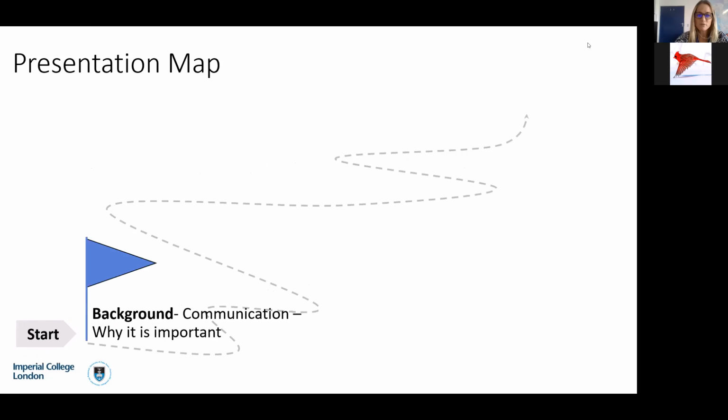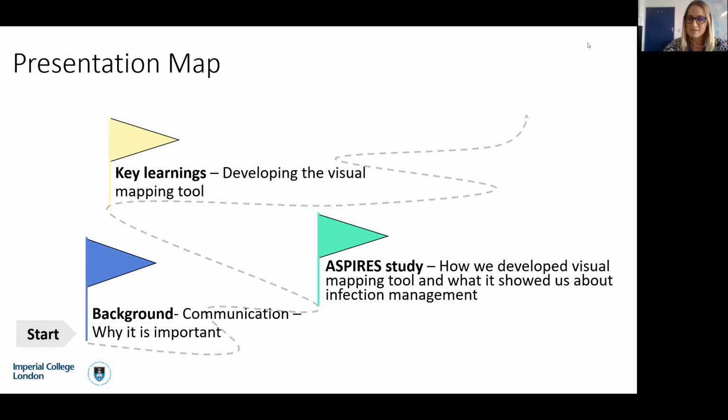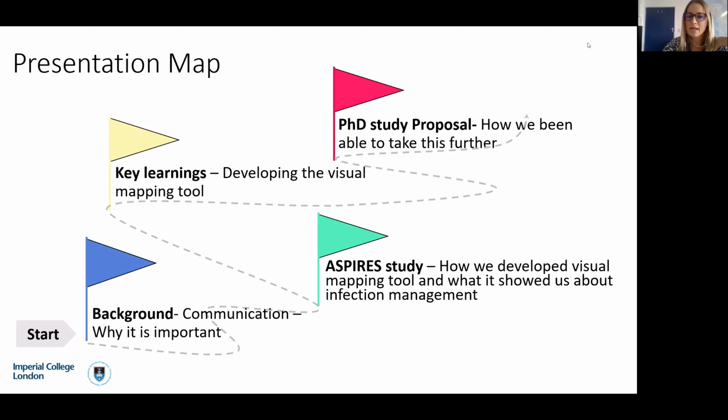So this is the map of where we're going to be going. I'm going to be starting off with communication and why it's important. And then we're going to go on to look at the Aspire study, followed by key learnings, and especially around the development of a visual mapping tool. And then I'm going to end with introducing you to my PhD study proposal and how we are now able to take this work forward.